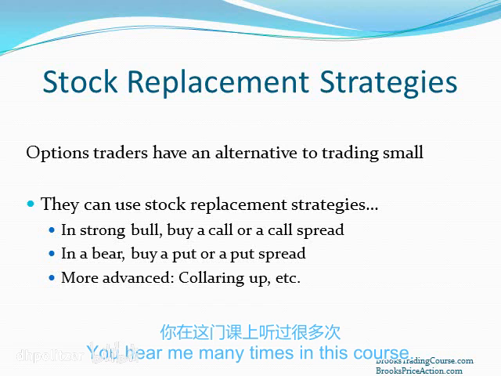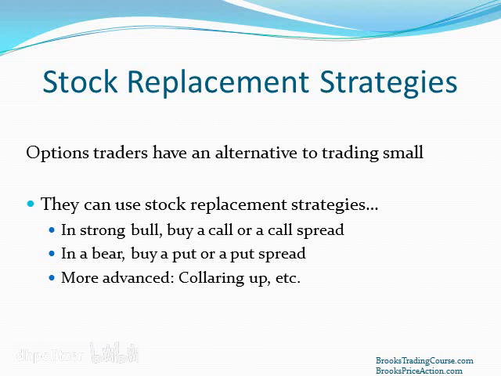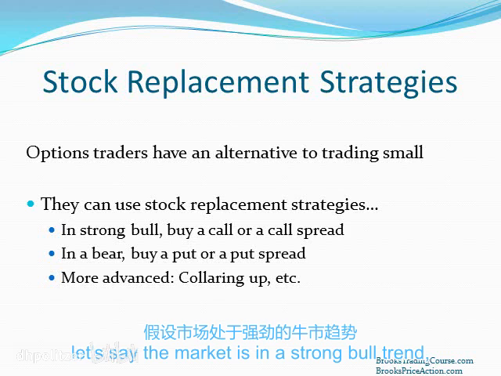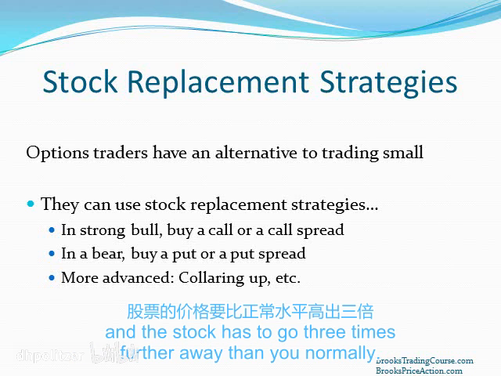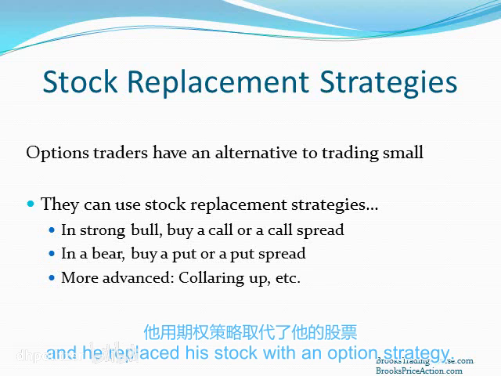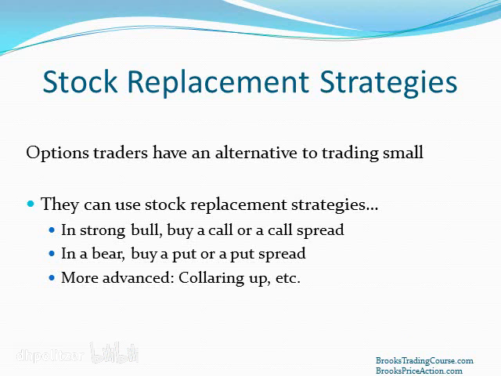You hear me many times in this course talk about trading small, especially when the stop has to go far away. However, for option traders, they can use stock replacement strategies as an alternative to trading small. For example, let's say the market is in a strong bull trend and the stop has to go 3 times further away than you normally want your stop to be. What an options trader will do, or what a stock trader who also trades options will do, is he'll sell out of his stock and he'll replace his stock with an option strategy. The most obvious and easy ones are he might buy a call or a call spread.